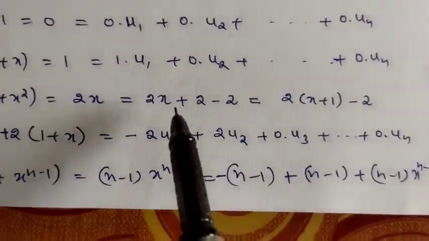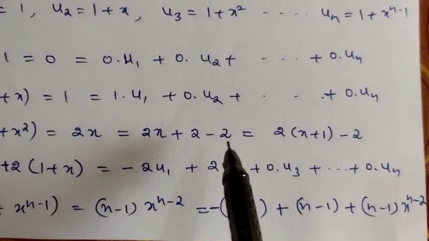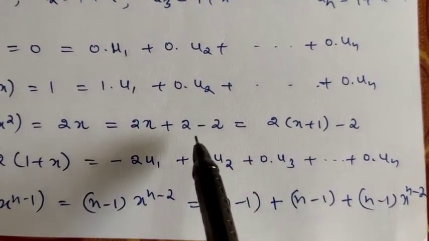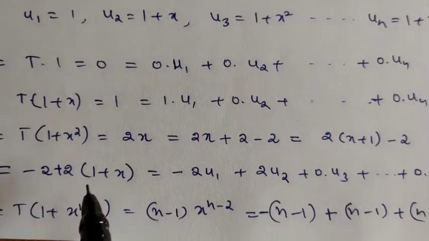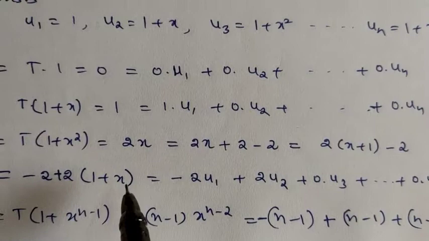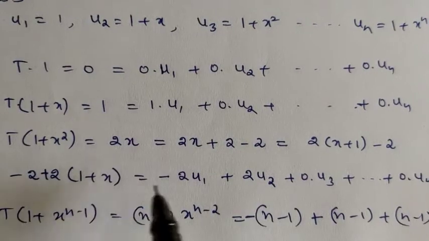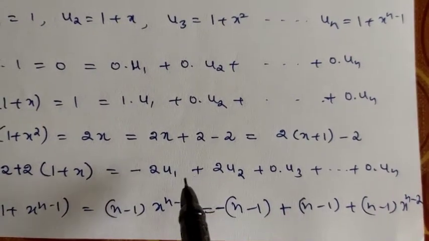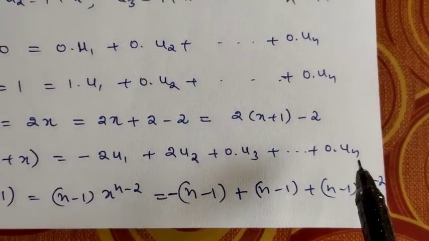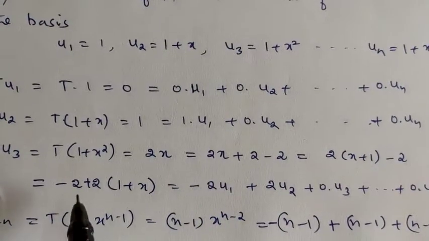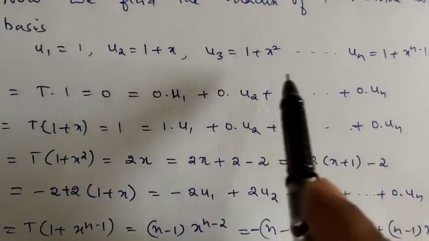So for this, what I do is I add and subtract 2. 2x plus 2 minus 2. So I'll take 2 into x plus 1 minus 2. Or in other words, this can be written as minus 2 plus 2 times 1 plus x. Okay. So minus 2 into 1, 1 is U1, plus 2 into U2, which is 1 plus x. The others are zeros. 0 into U3, etc., 0 into Un. Understand now? So this is a trick here. So we need to express T of U3 as only a linear combination of the given basis elements.